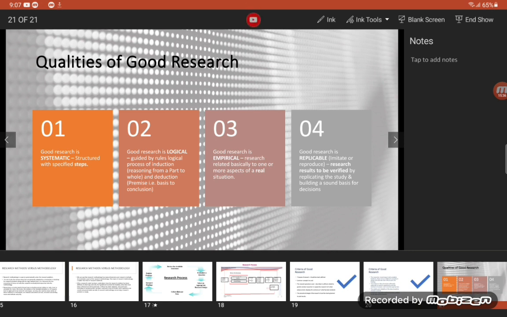Finally, related to the quality of good research. Good research is systematic, structured, which means that you have well-defined steps. Number two, logical. Number three, empirical. And finally, number four, replicable, which means that research results have to be verified.